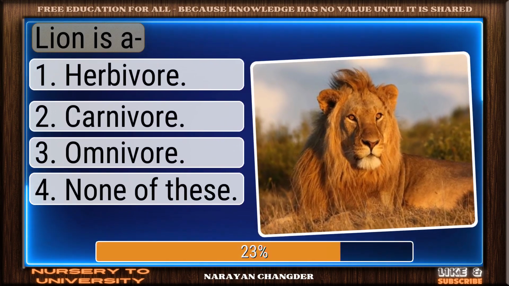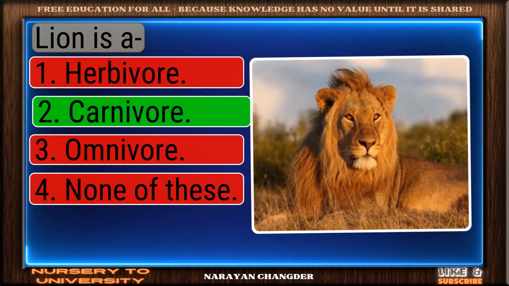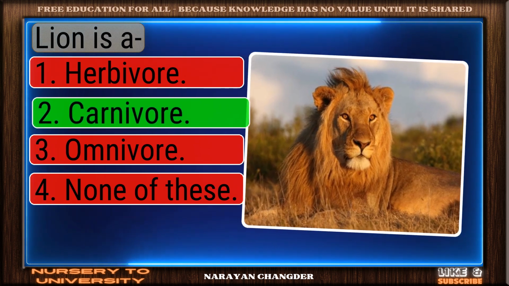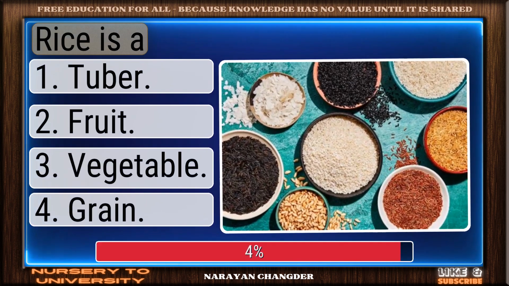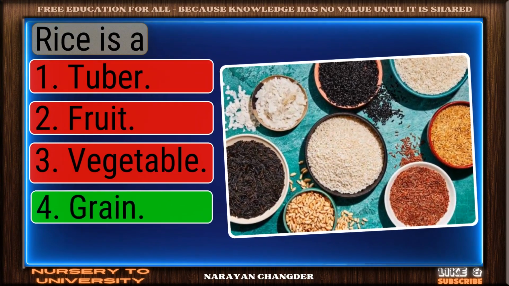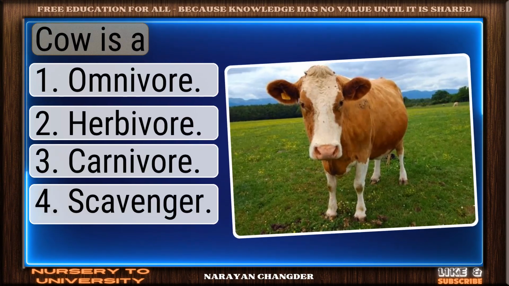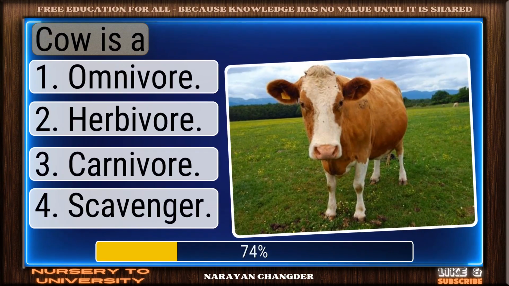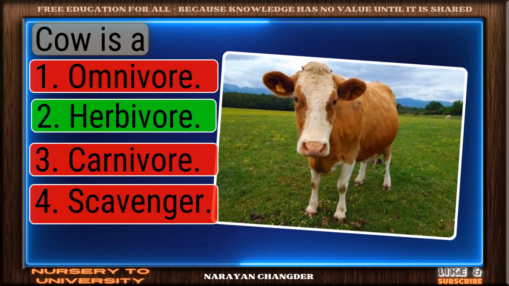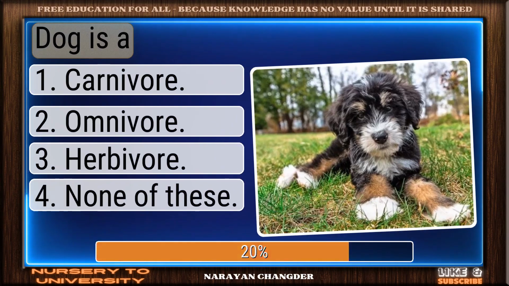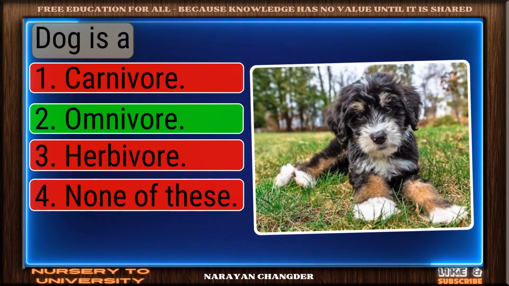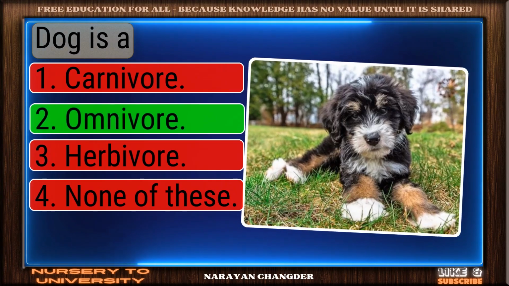Lion is a. Nice work. You chose carnivore, and it is correct. Rice is a. Well done. Grain is the right choice. Cow is a. Well reasoned. Herbivore is the correct choice. Dog is a. Excellent choice. Omnivore is the right answer.